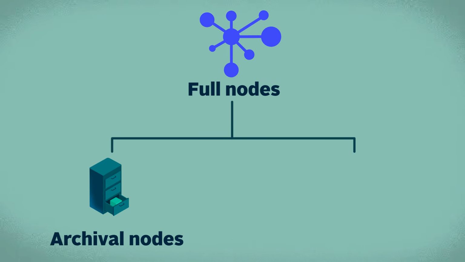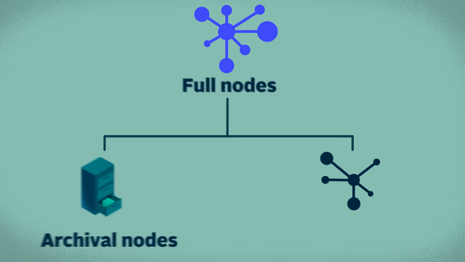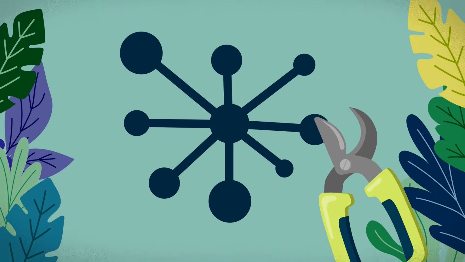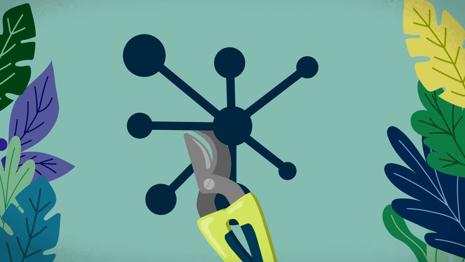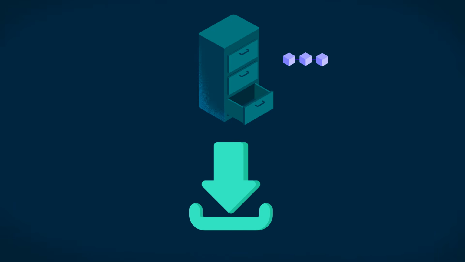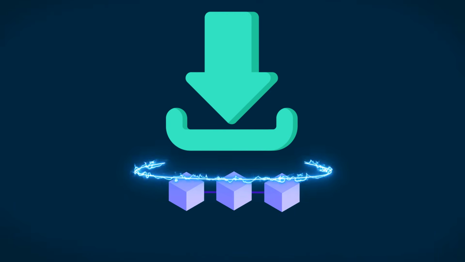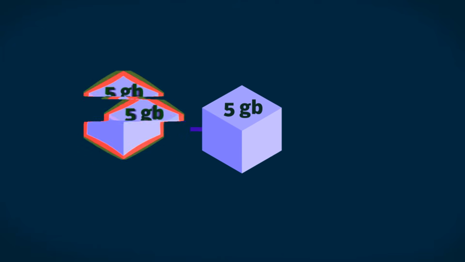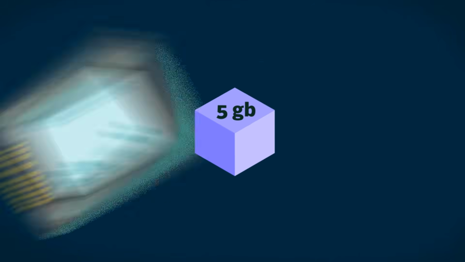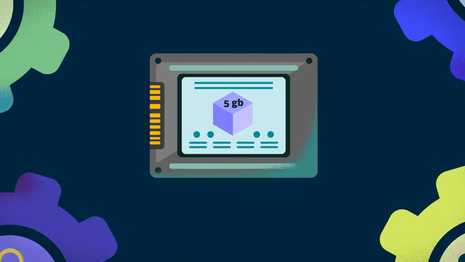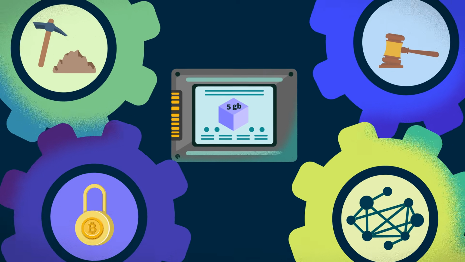However, aside from archival nodes, there is also a second type of full node, known as the pruned full node. A pruned node is simply a pruned or trimmed down version of an archival full node. Pruned nodes start by downloading the entire blockchain and verify that it is correct, then store only the most recent blocks up to a certain predetermined size limit, say 5 gigabytes, discarding the rest. This reduces the amount of hard disk space required to store the blockchain and run a node. Otherwise, they perform the same processes as other full nodes.